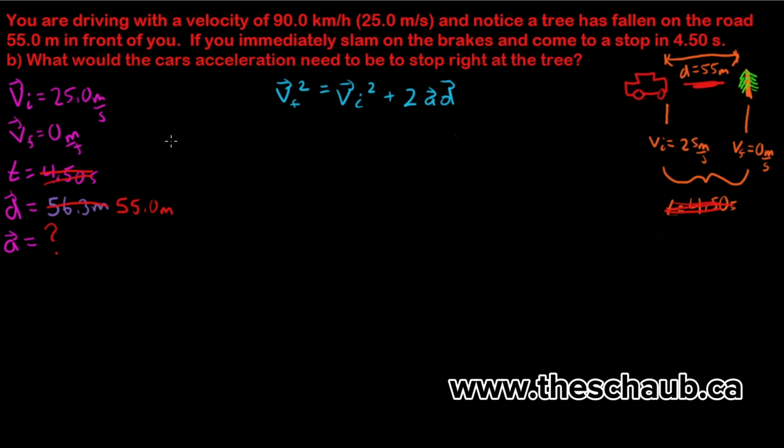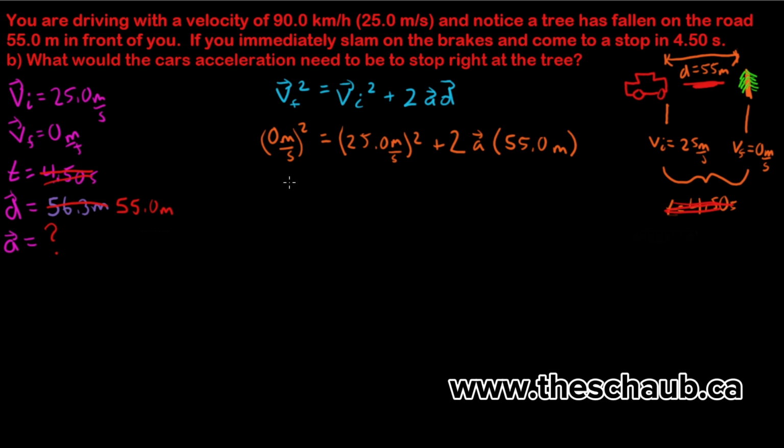It's time for some numbers. Our VF is equal to 0 meters per second. Our VI is equal to 25 meters per second. We have the 2. Our acceleration is what we're looking for. And our D is equal to 55.0 meters. All that's left is the math.